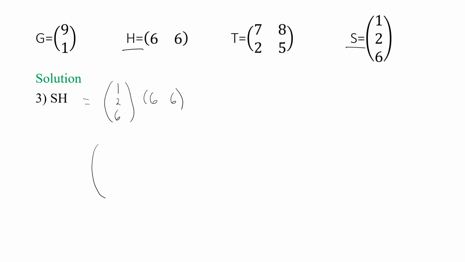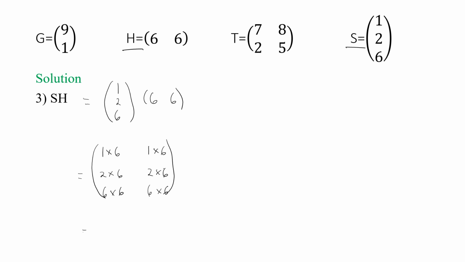The top here, row by column, I have 1 times 6. And that's it, because that's the only thing I have in that column. Then I do the other row, and there I will end up with 1 times 6 again. Second row, first column will be 2 times 6, and again we'll have 2 times 6. Oh my, this will be a boring answer. And then the third row, first column, will have 6 times 6, and row 3, column 2, will be 6 times 6. So in this one, we didn't have any addition to do, unfortunately.